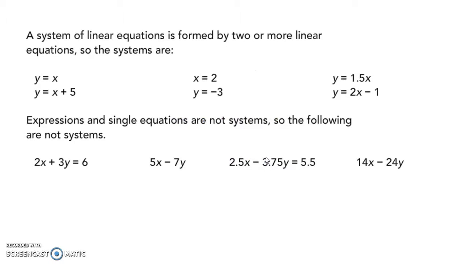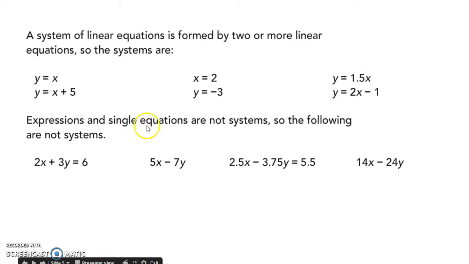A system of linear equations is formed by 2 or more linear equations, so the systems are going to look like this. You're going to see 2 or maybe more, but usually 2. In this unit you're going to be seeing 2 equations where we see x and y, or, rarely, you'll see them use different variables. Usually it's x and y, but you're always going to have the same 2 variables in both of the equations. So this is a system of linear equations, this is a system of linear equations, this is a system of linear equations.